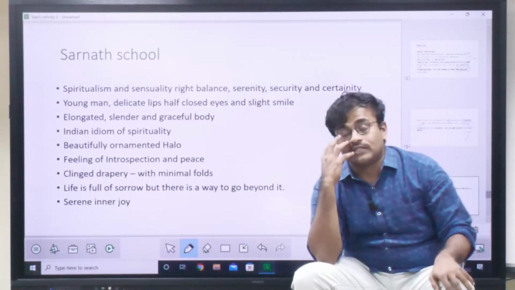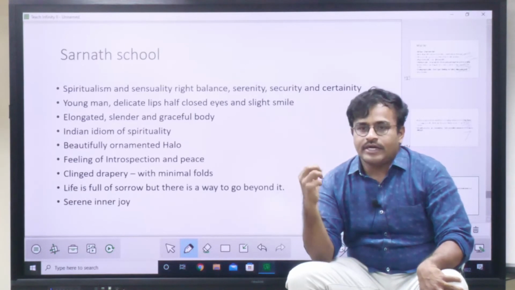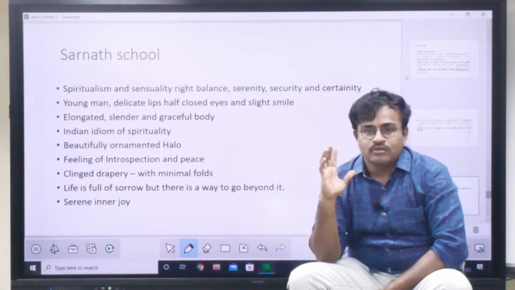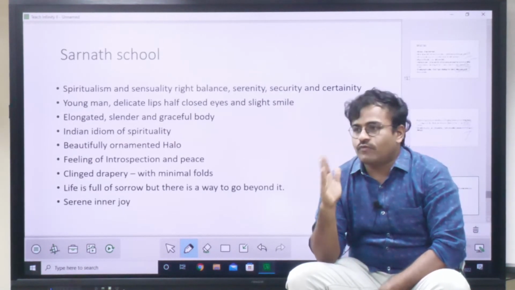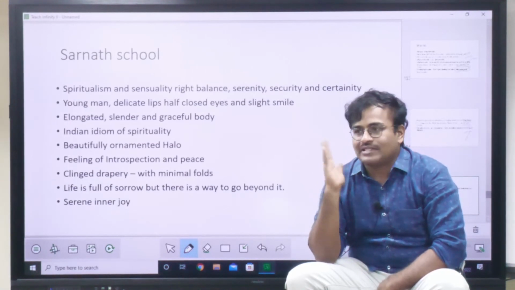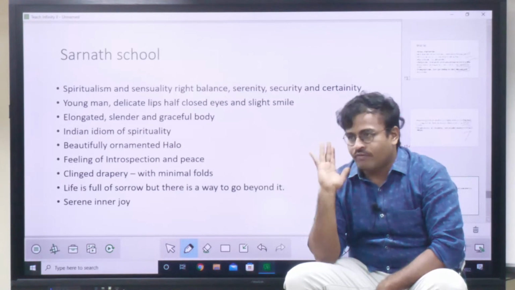Listen to me, what the Sarnath school tries to do. This school evolved during the Gupta period, and it is considered to be the classical form of sculpture in India. Classical means the best expression of an art form, which also forms an inspiration for future art forms, and the Sarnath school is known as the classical art form of India.